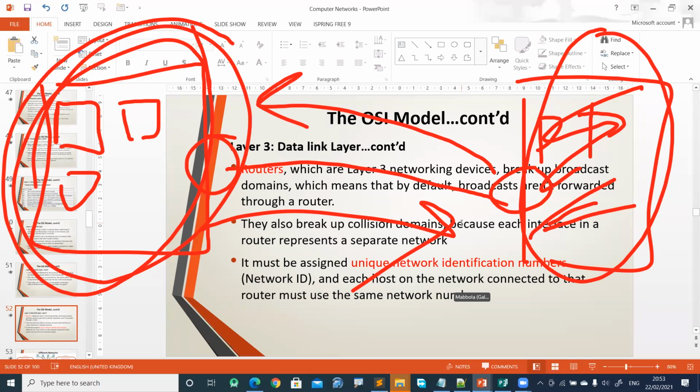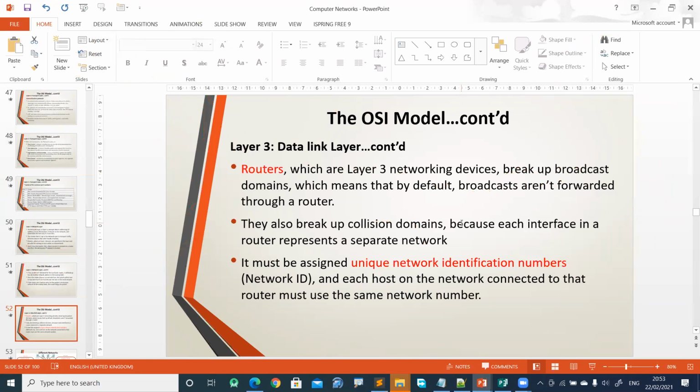So therefore, one of the biggest strengths, one of the most beautiful things about a router is that it breaks the broadcast domain. Which means that by default, broadcasts are not pushed to another network. They remain behind the router.